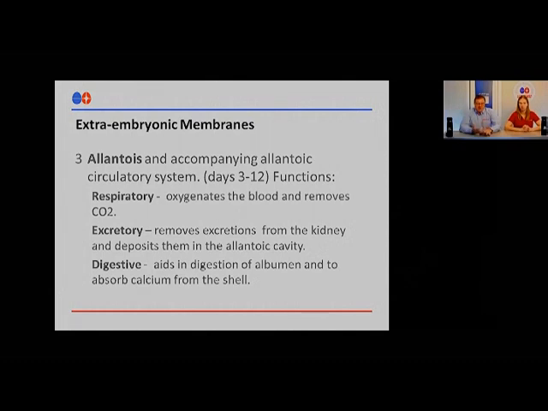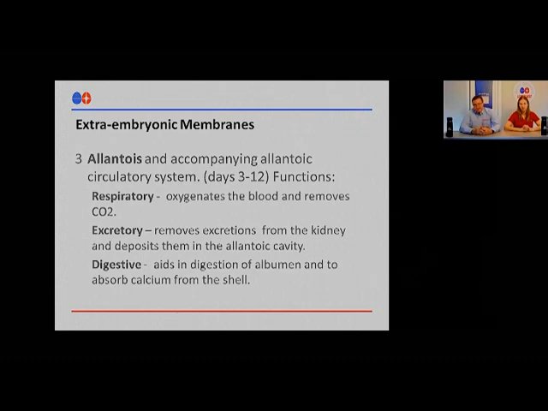3 main functions of the allantois: respiration, oxygenate the blood, removes the carbon dioxide, the CO2. Excretory removes the excretions from the kidney and deposits them into the allantoic cavity. You have to think of that as anytime you have a metabolic function of embryo growth, embryo development, like we have here, there's always waste. Well, what happens to that waste? That waste is then collected here in the allantois and is there at the time the chick hatches. It's got to go somewhere, and some of the waste it cannot release outside of the egg. It stays there until the time it hatches.